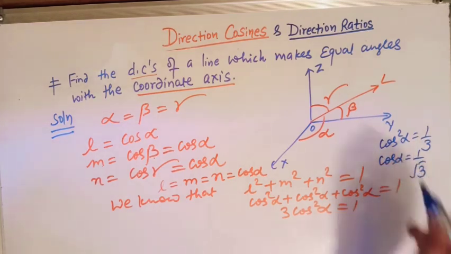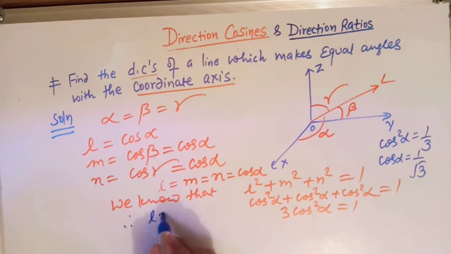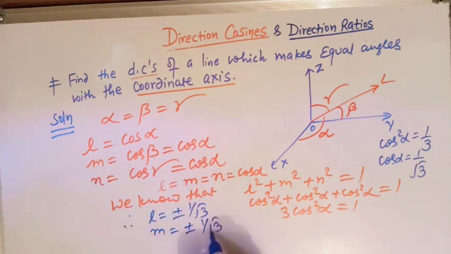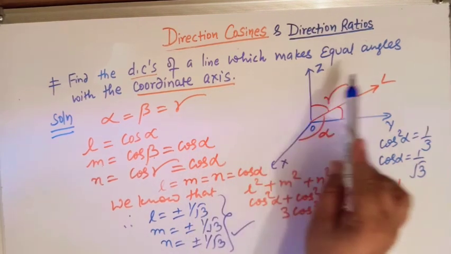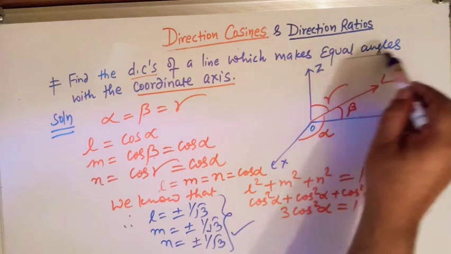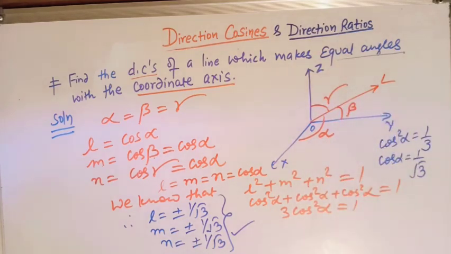Clear? Now we have l is equal to cos alpha, so we have plus minus 1 over square root of 3. m is again cos alpha, so we have plus minus 1 over square root of 3. And then we have n that is equal to cos alpha, that is plus minus 1 over square root of 3. Clear? So these are the direction cosines of a line which makes equal angles with the coordinate axis.